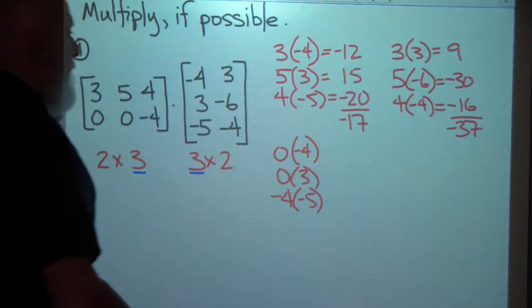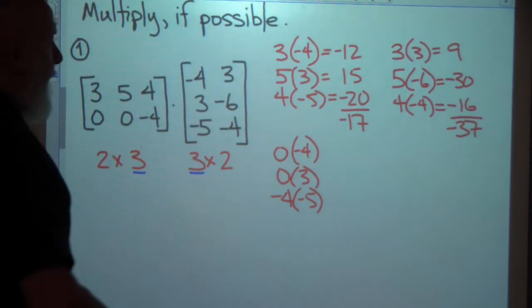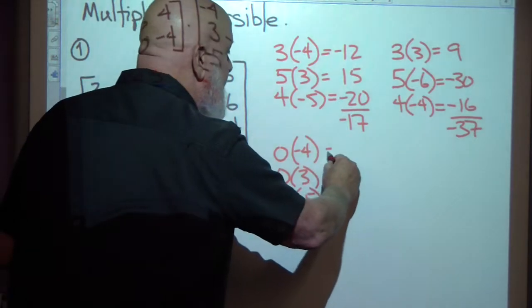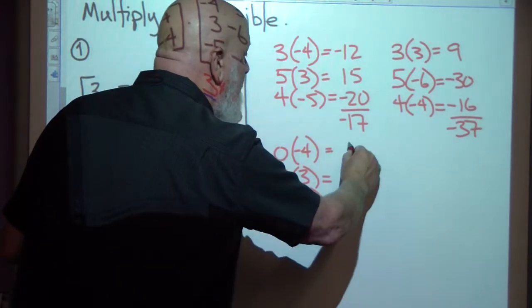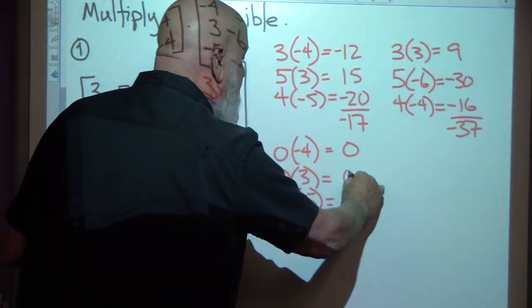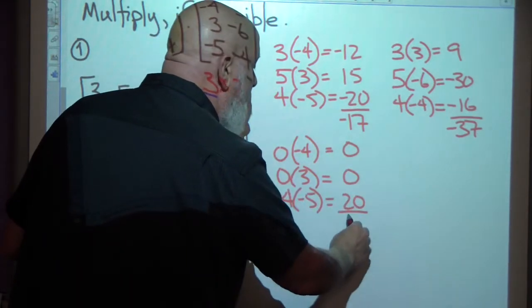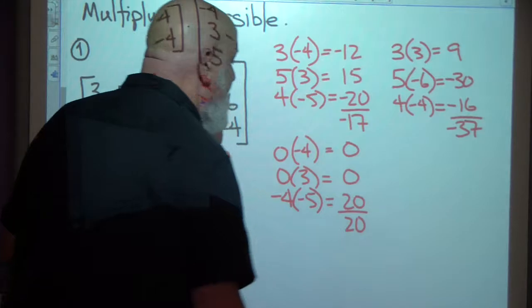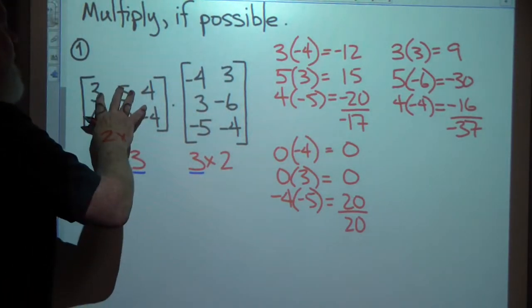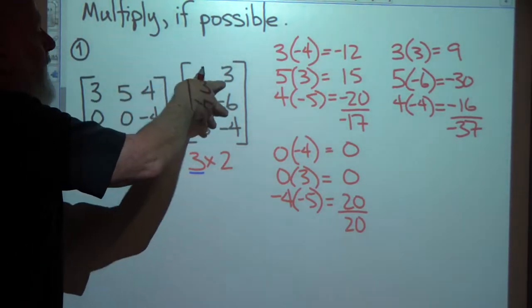Sure I'm getting those written correctly. And I'm going to multiply them together. This will be 0, this will be 0, and this will be 20. And when I add these together, I'll get 20. That was easy. And now I'm going to stand this one up and multiply it by the second row.